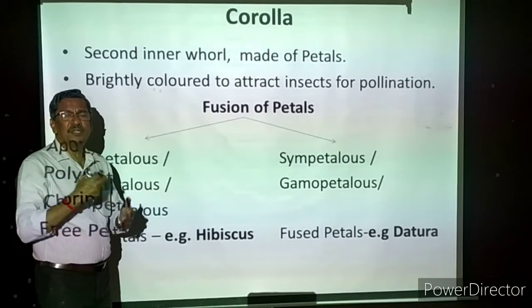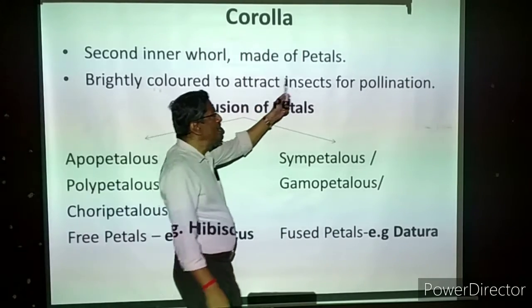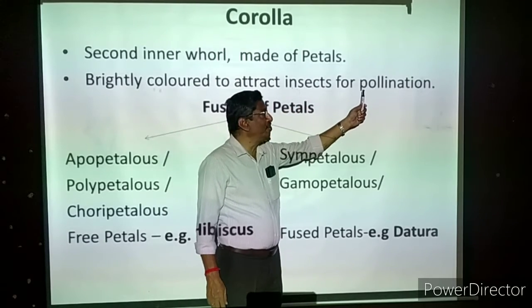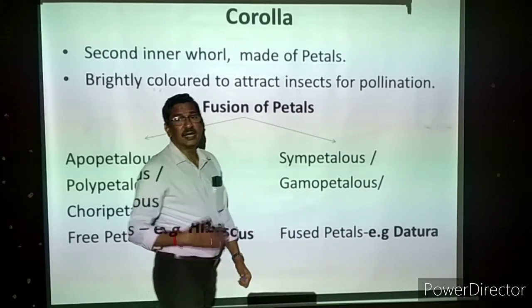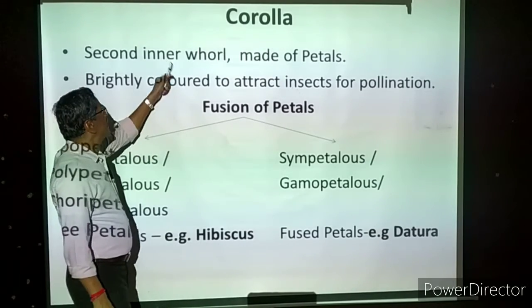At the time when the insects are coming to collect the nectar, they are also bringing pollen grains from the other flower for pollination. Transfer of pollen grains is called pollination. Okay, those are the general characters.